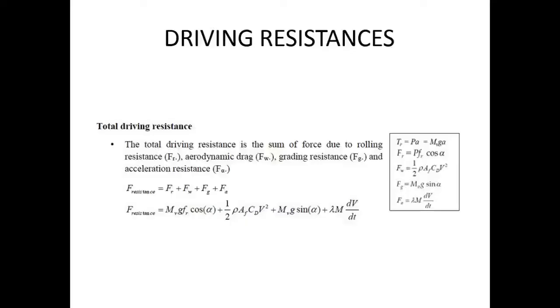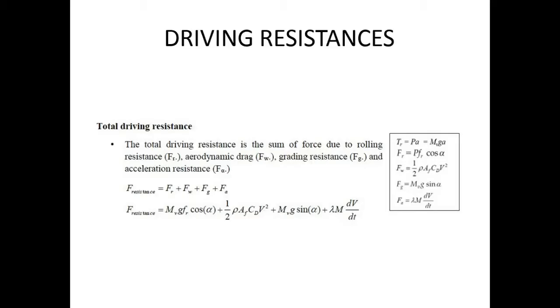The expression is given by FR equals MV g small fr cos alpha, where MV is the mass of the vehicle, g is the acceleration constant, and small fr is the rolling resistance coefficient. The second term indicates the aerodynamic drag, which is half rho AF CD V square, where V is the vehicle speed, CD is the drag coefficient, and AF is the vehicle front area. The third part is grading resistance, indicated by MV g sin alpha.